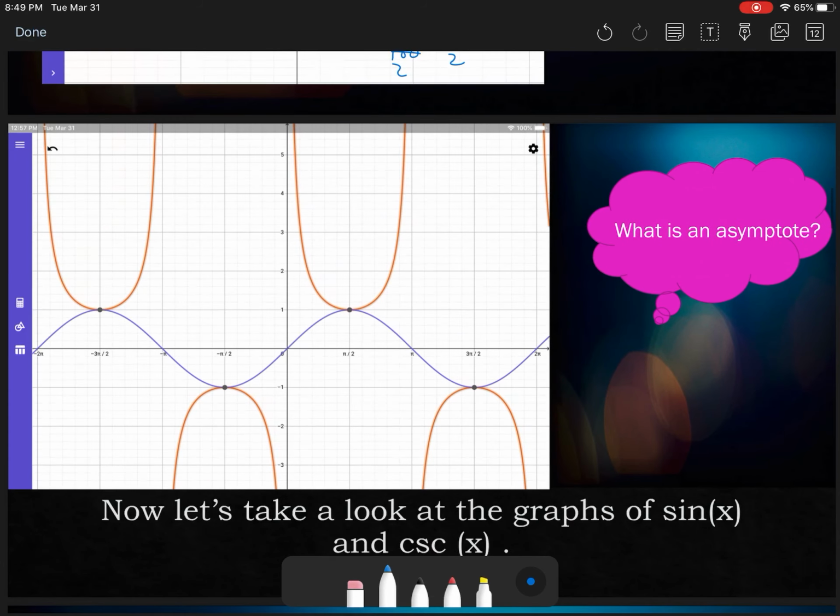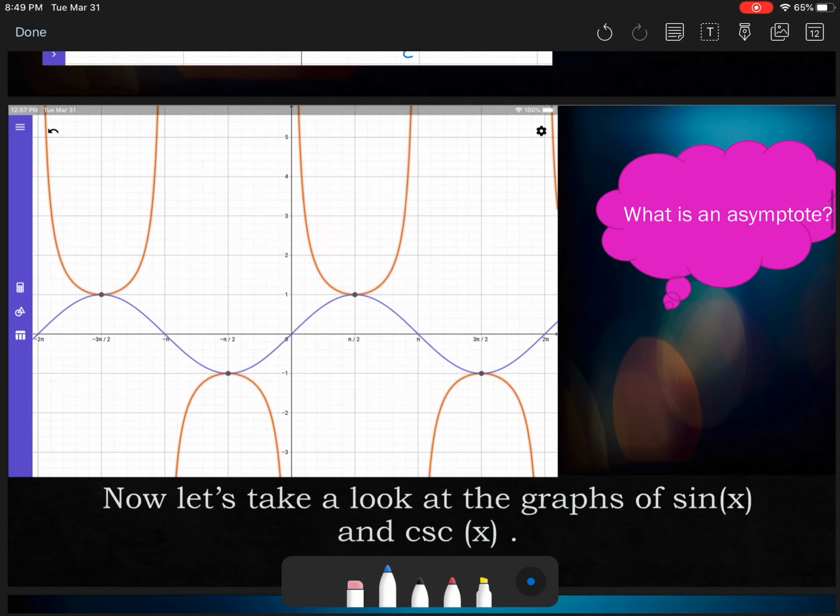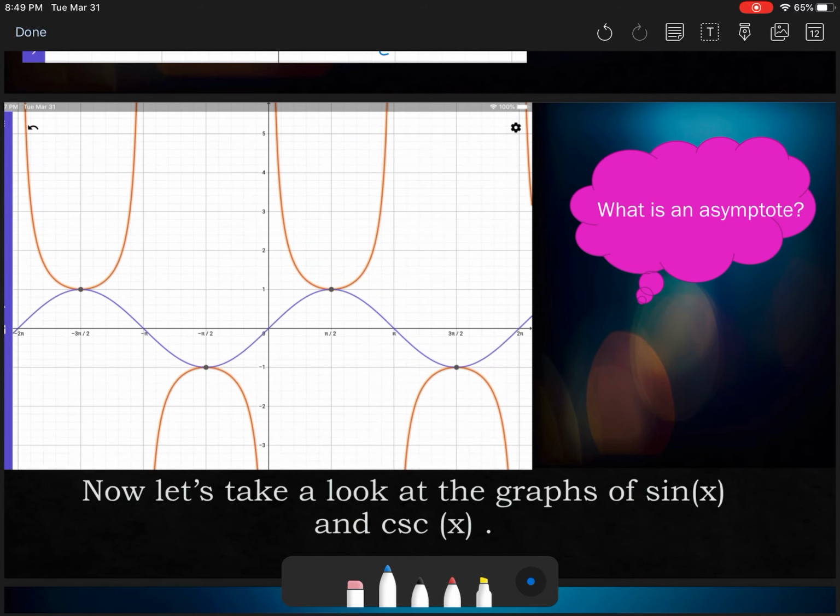Now let's take a look at the same sine function, but now not only do we have the sine, we also have cosecant on the same graph. What do you notice here? How is it similar? How is it different from the sine function? Do they have any points in common? Do they have no points in common?